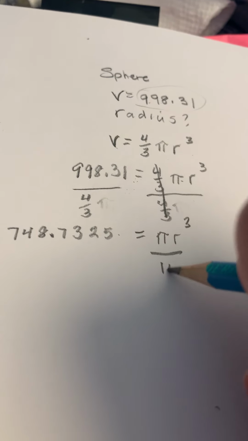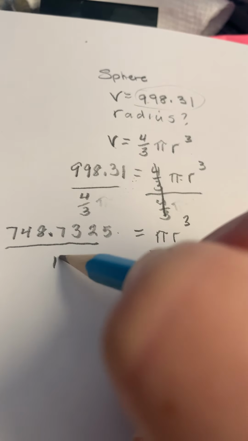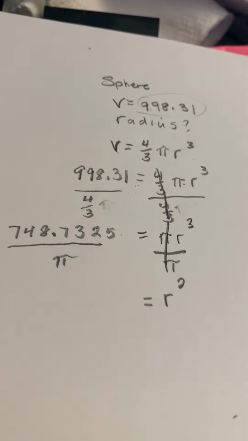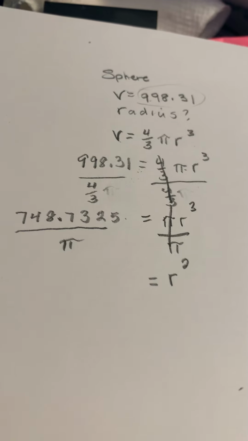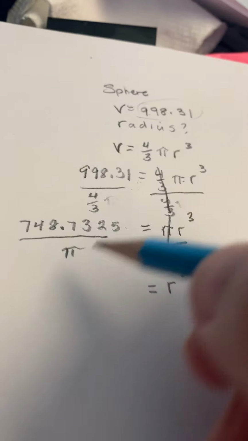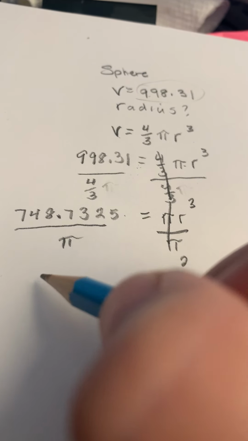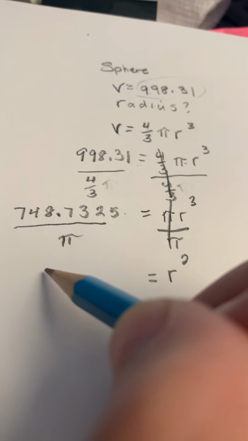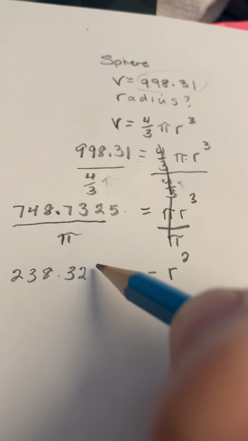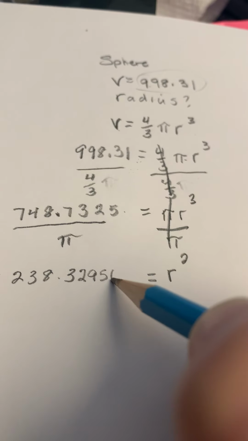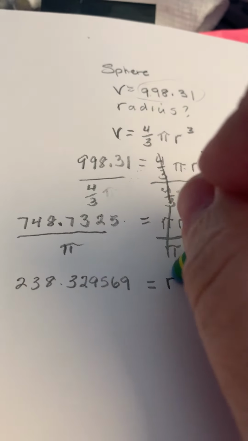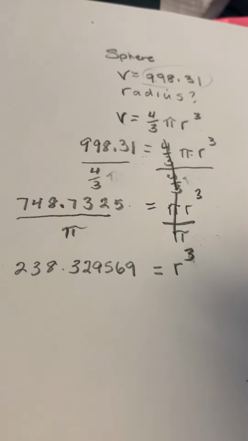Now we'll divide both sides by pi. So we have r cubed is equal to, so that value should already be sitting in your calculator. You'll divide it by your pi key. Notice not 3.14, like with the IXL, they're actually using a little bit more of the number. And you end up with 238.329569.